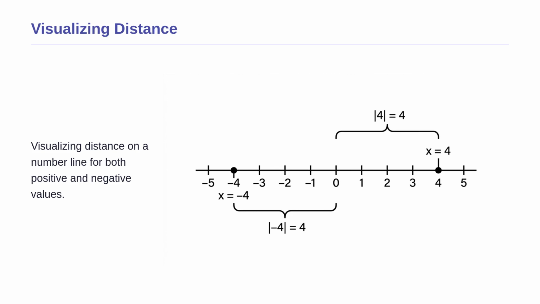Let us look at this visually on a number line to make it perfectly clear. In the center, we have 0. Notice the point labeled x equals 4 on the right? The bracket shows that its distance from 0 is exactly 4 units. Now look at the left side, at the point x equals -4. The bracket here also shows a distance of 4 units. The absolute value of -4 is 4. The diagram clearly shows that whether you move left or right, the physical length of the path from the origin is identical and strictly positive.